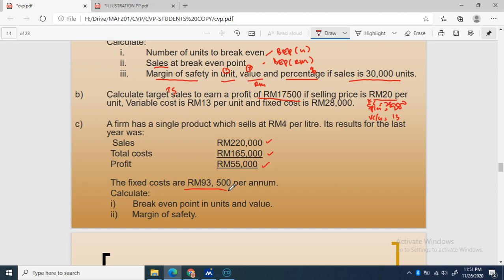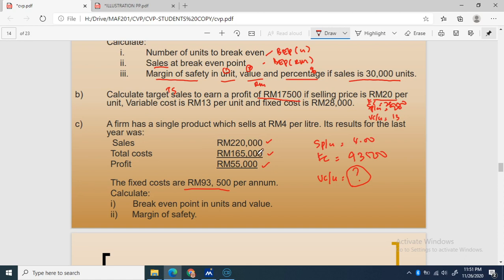So the fixed cost is 93,500. So if you refer here, selling price per unit is 4 ringgit. Fixed cost is given to you, 93,500. So how much is your variable cost per unit? It's not given, so we have to find out the variable cost per unit. How to get the variable cost per unit?